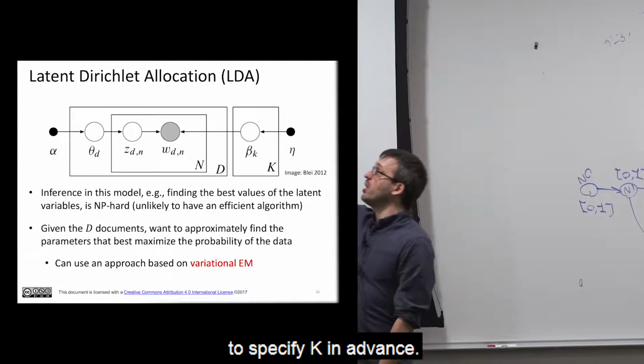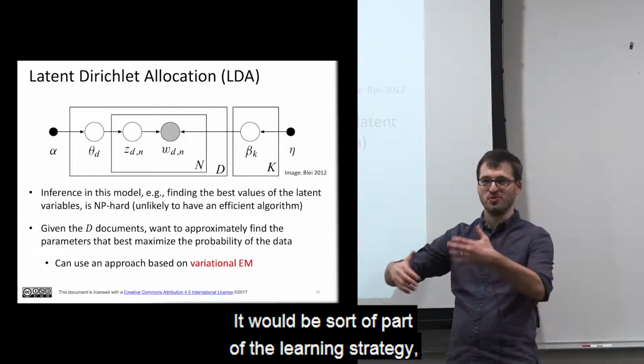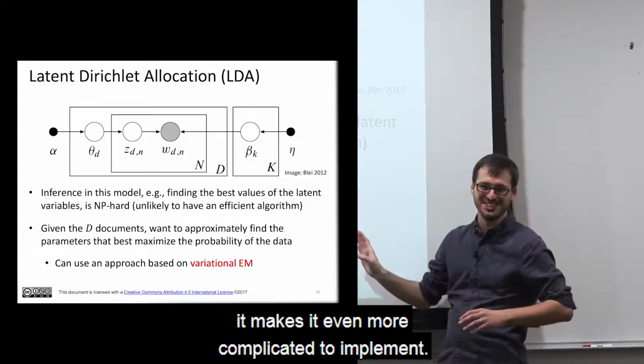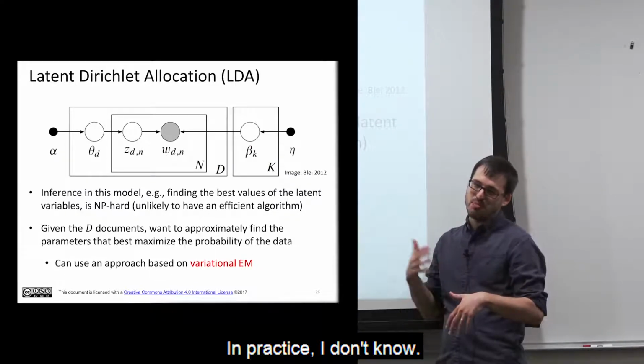Non-parametric methods would not require you to specify k in advance. It would be sort of part of the learning strategy. It makes it even more complicated to implement. In practice, I don't know.